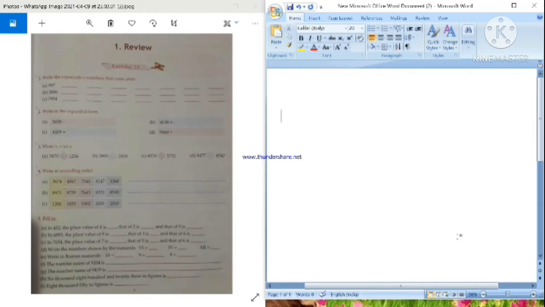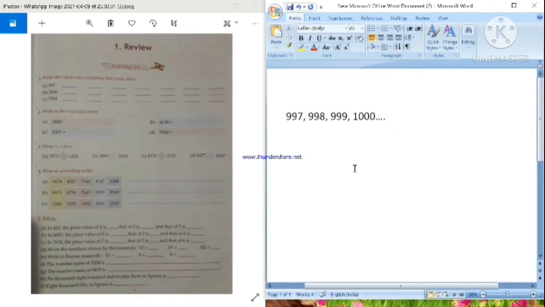So in this exercise 1A, the first question is to write the consecutive numbers that come after. In this you have to write the consecutive number and complete the series. The first one is 997. So after 997, what comes? After 997, 998 will come, and after that 999 will come, and after that 1000 will come. Okay, likewise we will complete this series.